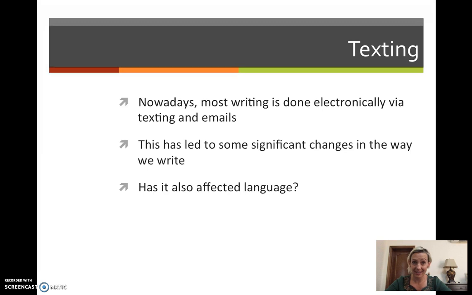Now, the next step in the development of writing is what we're witnessing now. When we write a lot, but not quite like we used to, we write a lot in texting. And that has also changed the way that we write. And this is what we're going to talk about in the next lecture.